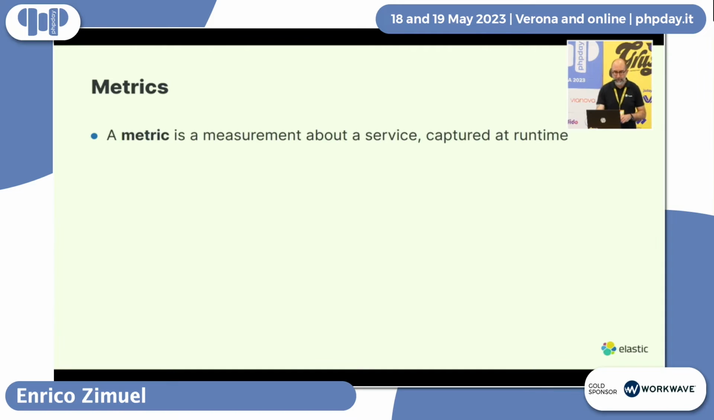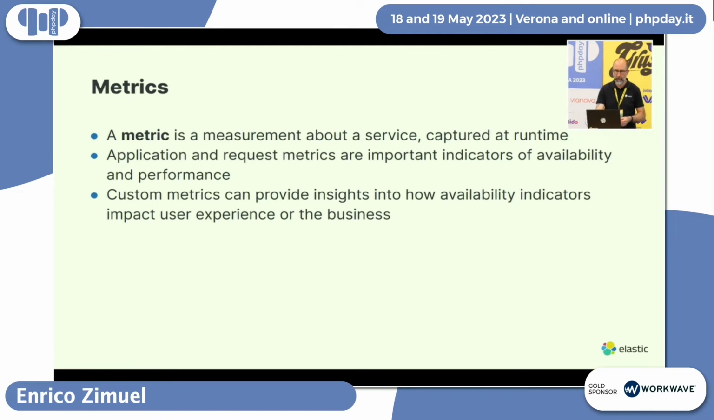We have also metrics. As I mentioned earlier, metrics is basically a measurement about a service, like CPU usage, memory consumption, and so on. But it can also be something related to the business. Imagine that you are building an e-commerce application, for instance, and you want to have some metrics like the number of products that you put in your cart, or something different related to your business.